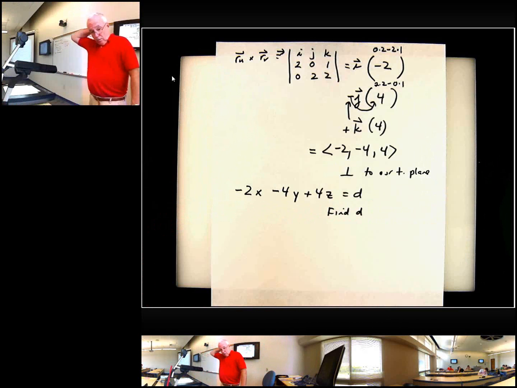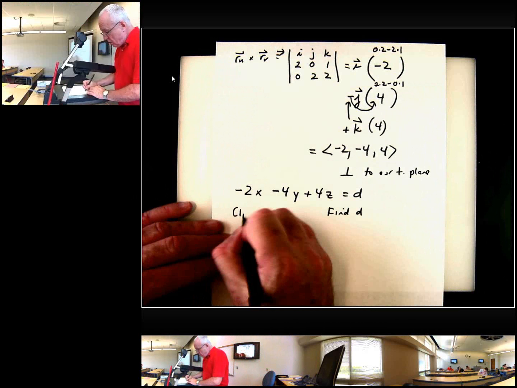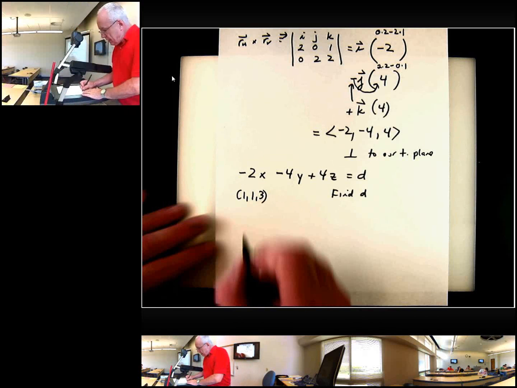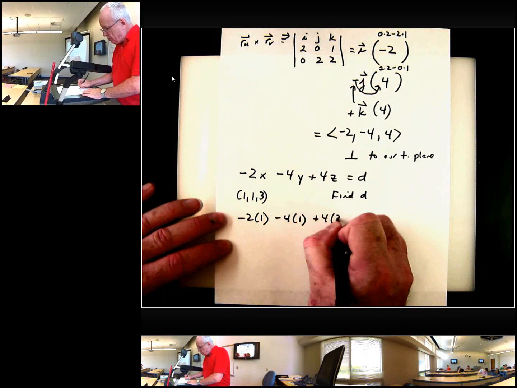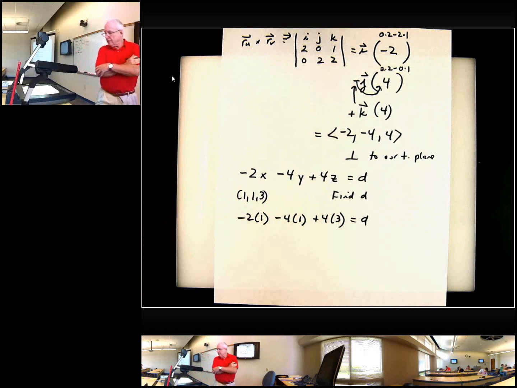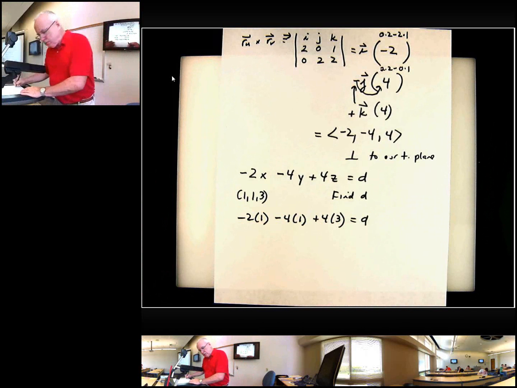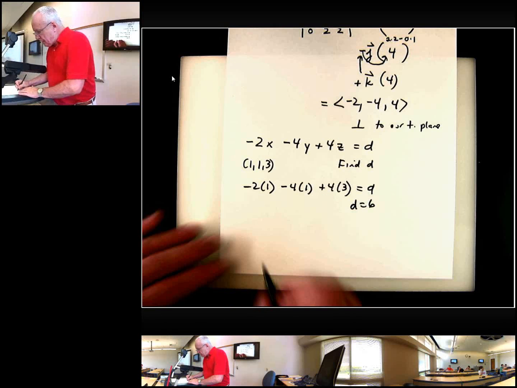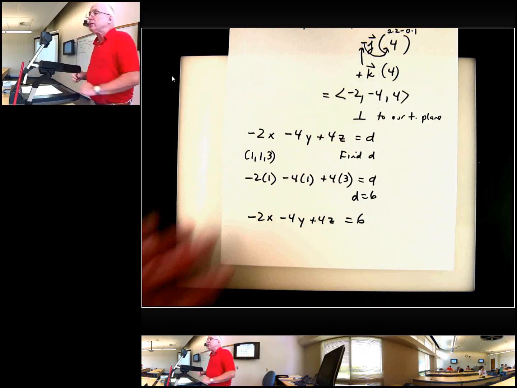And of course, we're told the point that we're dealing with. The point is (1, 1, 3). So I plug in the x, y, and z values. I get -2 times 1, minus 4 times 1, plus 4 times 3 equals d. And I think that comes out to 12 minus 6, right? So d is equal to 6. So our final answer then is this: -2x - 4y + 4z = 6.